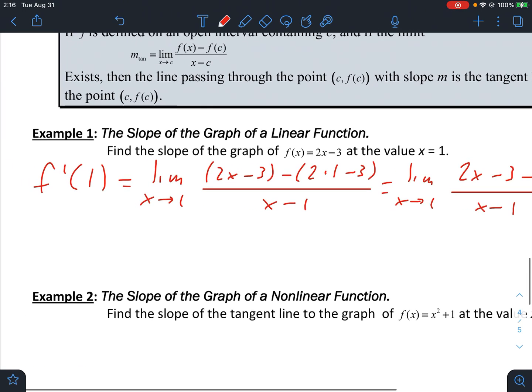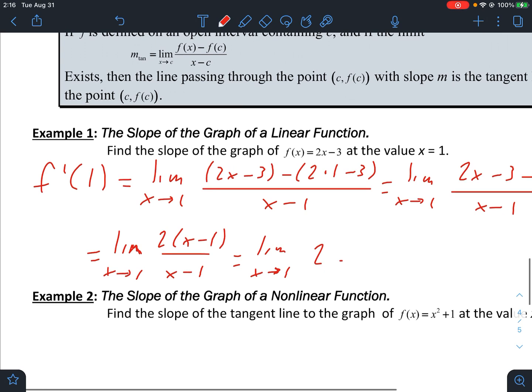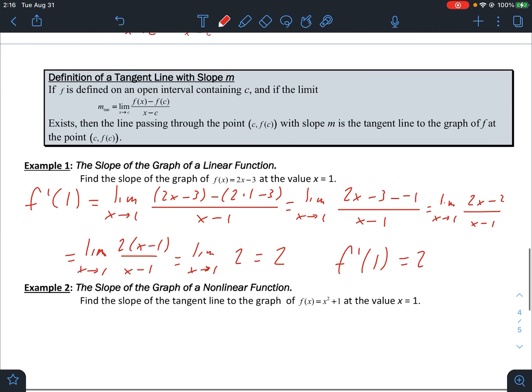We still can't directly substitute, but now we can factor in the numerator a 2. And then canceling the x minus 1s, we get 2. There's nowhere even to put the 1 in, but that's okay. Our answer that we learned is a constant, which is 2. All right, so we would write f prime of 1 is equal to 2. What does that mean? That means the slope of function f at x equals 1 is 2.